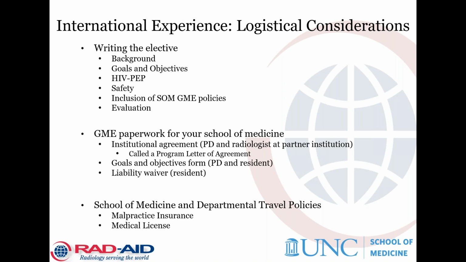There's also a goals and objectives form that I help our residents write, but then the resident and the PD, the IRPD, sign them. So aside from the big elective goals and objectives, these are specific goals and objectives that we write for the resident. And then there's a liability waiver. This is the third one. You're choosing to do something extra, so you can't hold our School of Medicine liable for that. You're making this choice. So that's the third one.